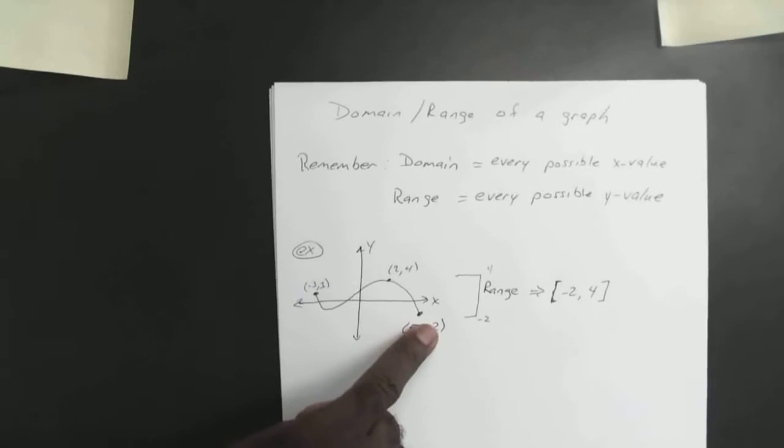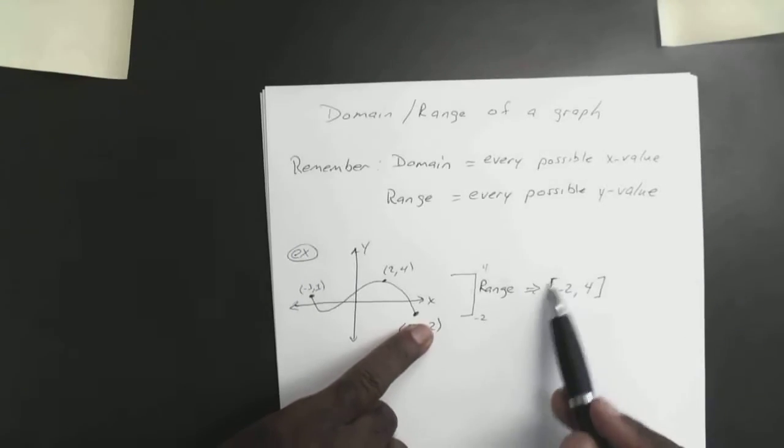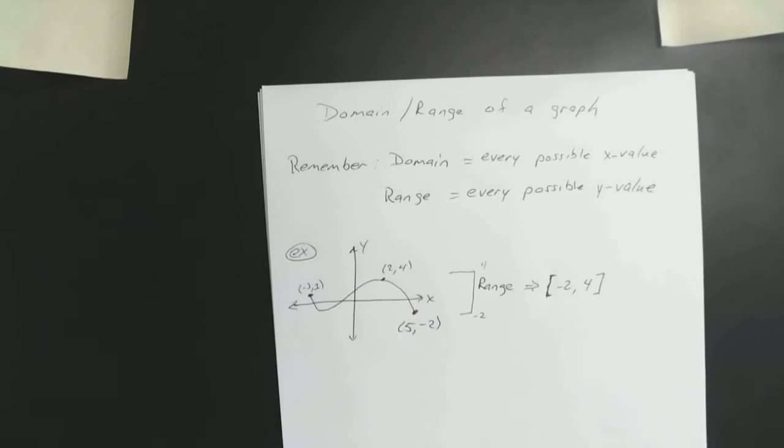Now, if those had been open circles, then you would have had parentheses there. Because remember, the parentheses are the open circles. When you have the closed circles, you use the brackets.